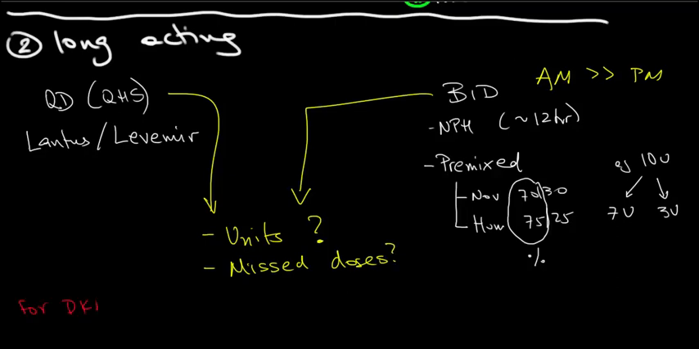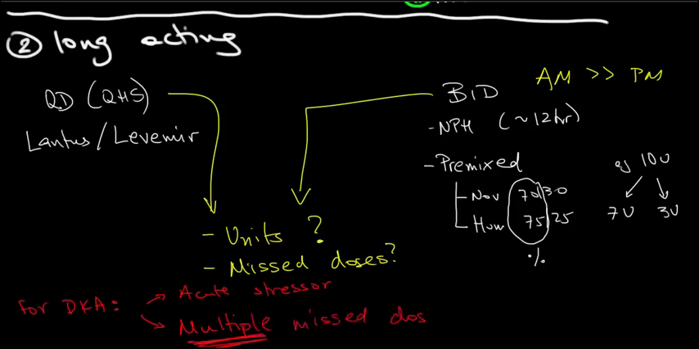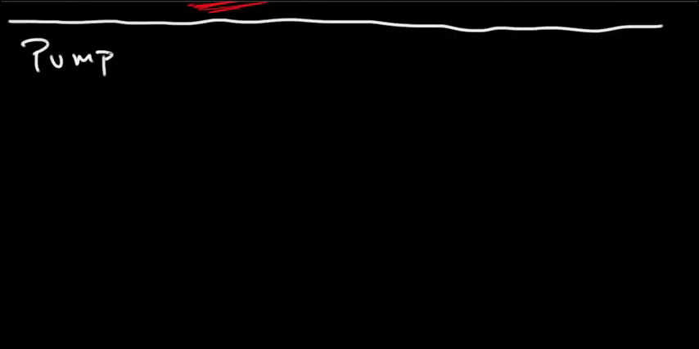Let's make a key point here. Patients on long-acting insulin will go into DKA for two reasons. Either they have an acute stressor, like a big infection going on, or they have to have missed multiple doses. So let's move on to talk about pumps.